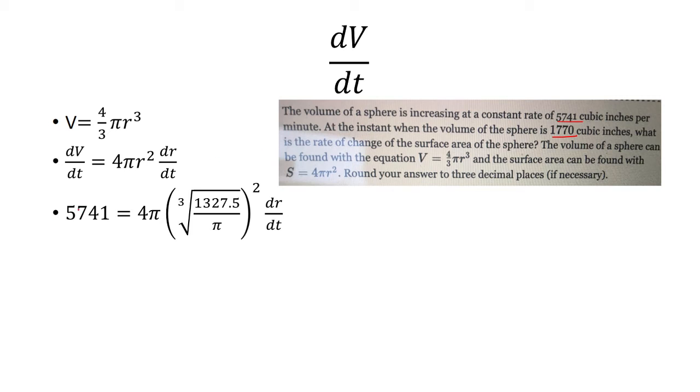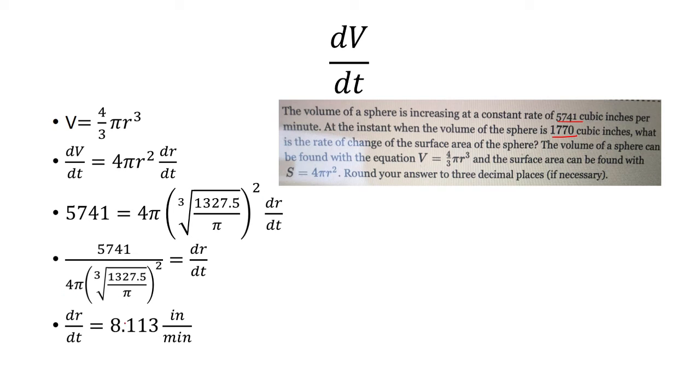We're going to substitute 5,741 in for dV over dt. And then r comes from the previous slide. So it's always good to leave it in the exact form and then round at the end. The purpose of all this is to get what dr over dt is. So we're going to divide both sides by 4 pi and whatever's in the parentheses squared. And if you want, you can round it to 8.113 inches per minute.